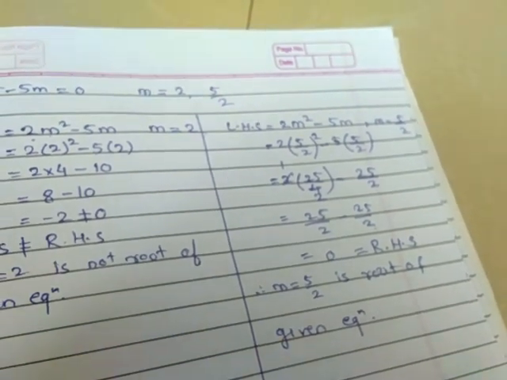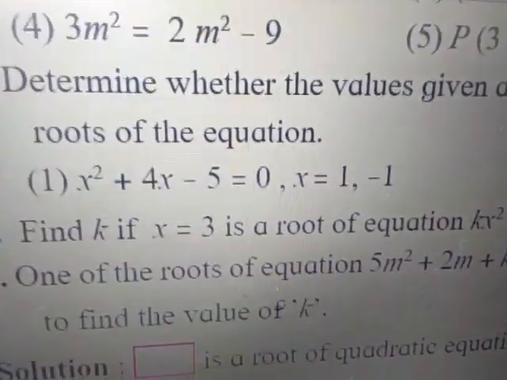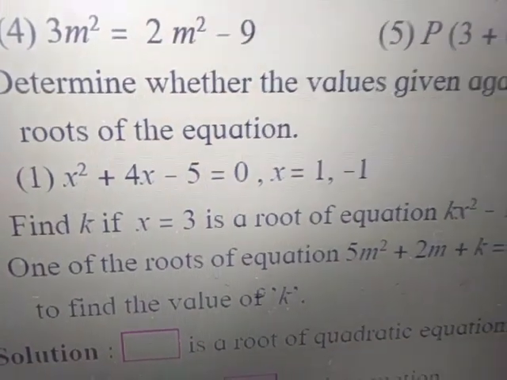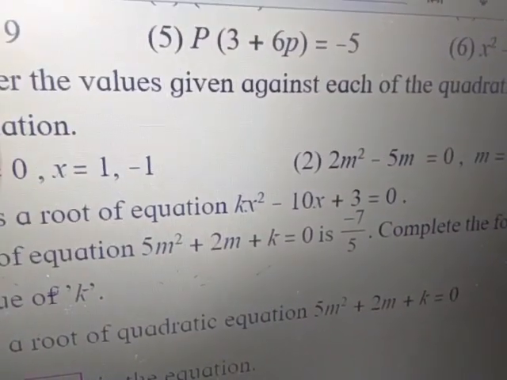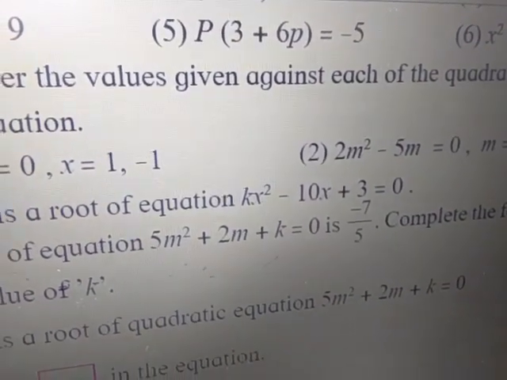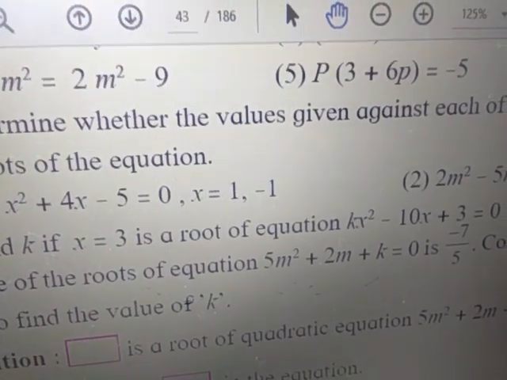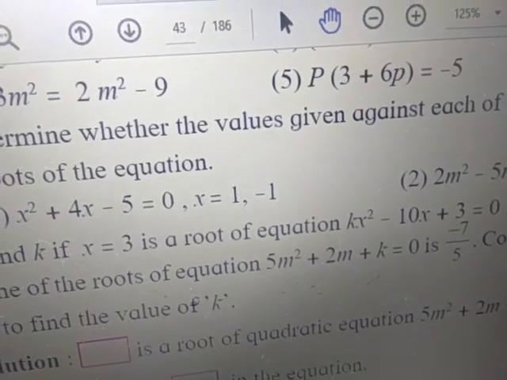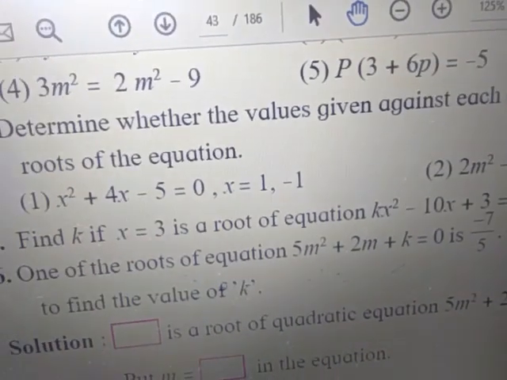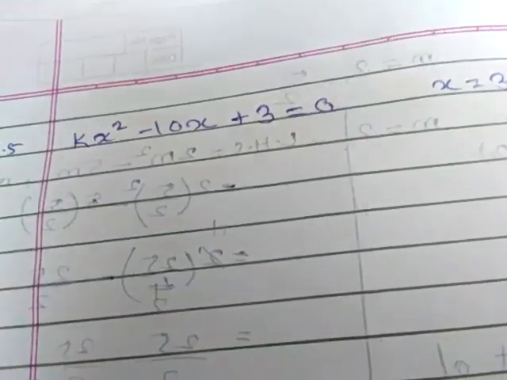Come to question number 5. What is the fifth question? Find k if x equals 3 is a root of the equation kx square minus 10x plus 3 equals 0. That means they have given you the value of x as 3. We just have to put the value of x as 3 and find the value of k. Now we'll find the answer for k.